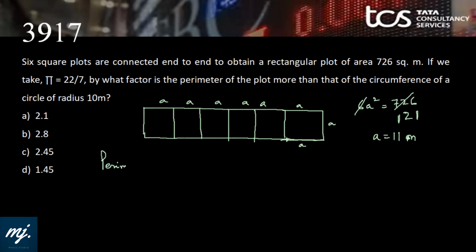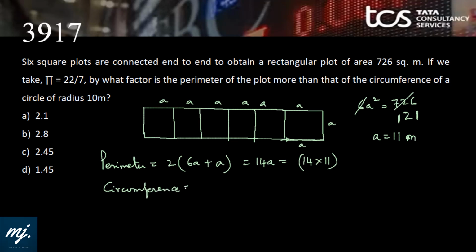First of all, let us find the perimeter. Perimeter of the plot is twice length plus breadth. Length is 6a and breadth is a. So that is 7 into 2, 14a. That is 14 into 11. That is the perimeter of the plot, which is more than the circumference of a circle of radius 10 meter. Now circumference of a circle is given by 2 pi r, that is 2 into 22 by 7 into r. In this case r is 10.